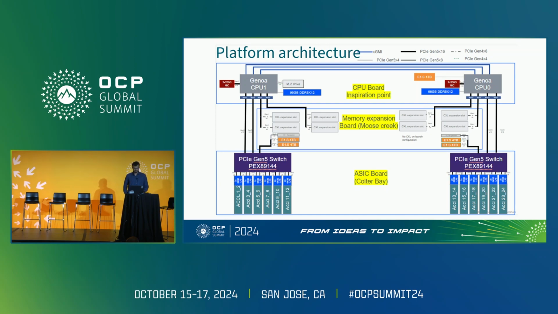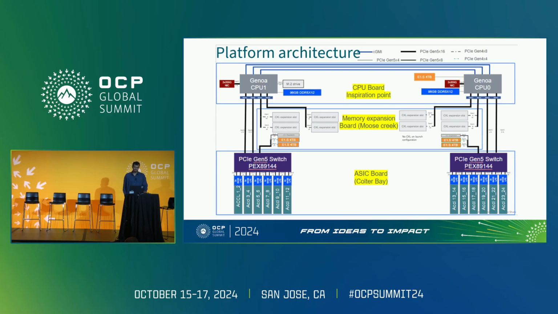So this is the logical view of the system. We basically have three main blocks. The head node is a two-socket AMD CPU motherboard tray with the boot drive, about 2 TB of DDR5 memory, and 800 gig of NIC front-end bandwidth to supply traffic to the accelerators. This motherboard is then connected to an accelerator tray, which we call Coal-to-Bay, which is designed specifically for this use case.